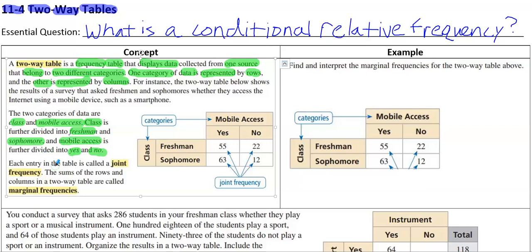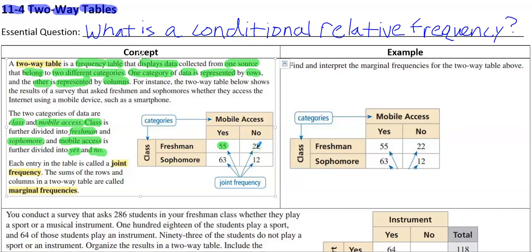Wonderful. Okay, now vocabulary. Here we go. We're going to jump in. If you have 55 freshmen say yes, those are two categories together, which are 55. So it's called a joint frequency. So the joint frequency of freshmen who said yes to mobile access is 55.